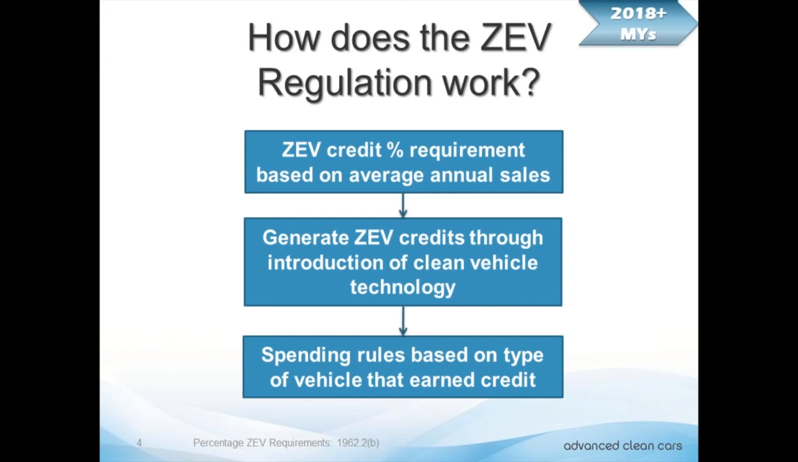So you can only use your credits earned from BEVXs to meet 50% of your minimum ZEV floor. And then there's no restriction on how they can be used to meet your TZEV requirement, since they kind of act as TZEVs in that manner.